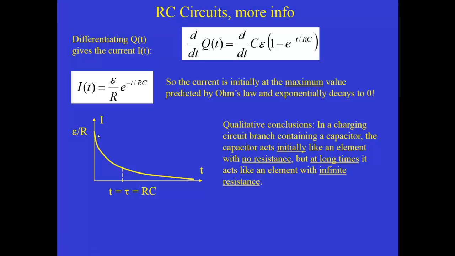So initially, when there's no charge on it, the capacitor could be mentally replaced with just a wire with no resistance. And that's why initially, just at the very instant where the switch is closed, the current has the value predicted by Ohm's law. But then, of course, as charge builds up on the capacitor, what does the capacitor do? It gets closer and closer to its final charge, so current flowing towards it gets smaller. And so at very long times, the capacitor acts like a circuit element with infinite resistance.